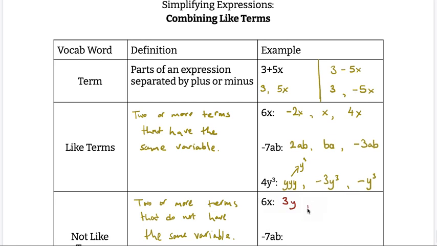Or 2x squared. It's good to highlight that. 2x squared is not the same type of term as 6x. Same idea here if we've got a 3a squared b. Not the same. Or just 4j. So hopefully that gives you a general idea of what is like terms and what is not like terms.